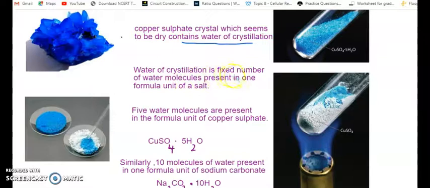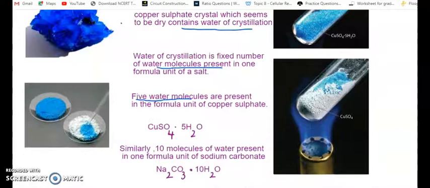Water of crystallization is a fixed number of water molecules. With one molecule of copper sulfate, 5 molecules of water will be combined. So one molecule of copper sulfate will have 5 molecules of water. And these 5 molecules of water are called water of crystallization, where the water is binding physically, not chemically. Similarly, sodium carbonate has 10 molecules of water bound with it. Clear? And this is called water of crystallization.